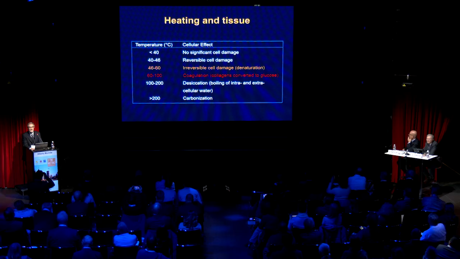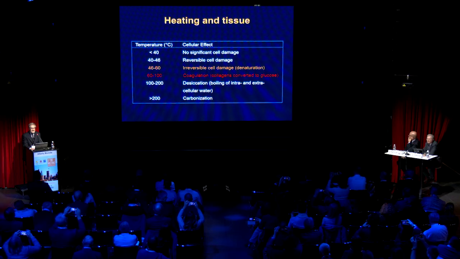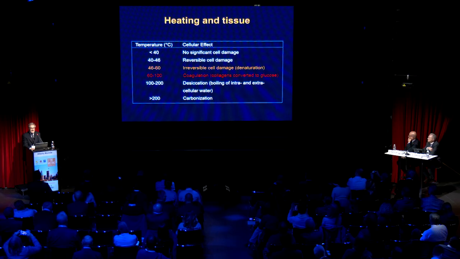What is the optimal temperature to have coagulation necrosis? It is between 60 and 100 degrees, because at 100 to 200 degrees we have desiccation, and over 200 degrees, carbonization of the tissue.